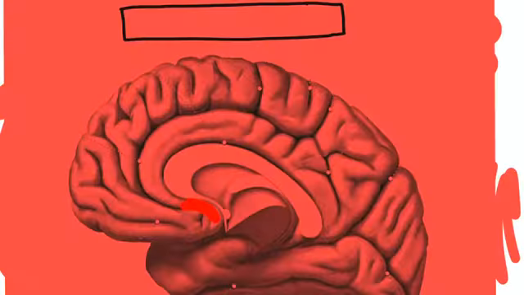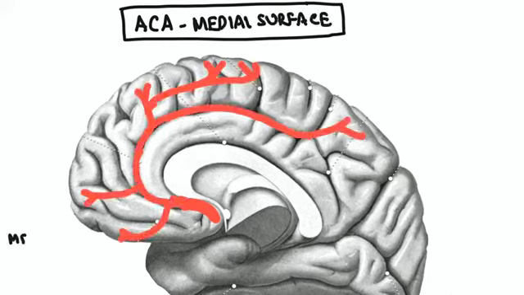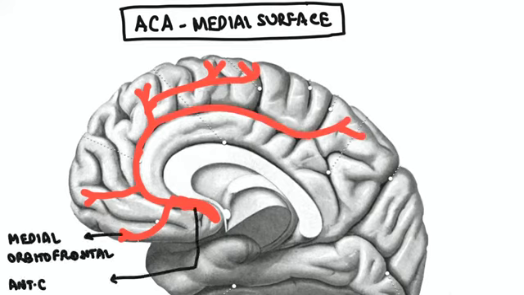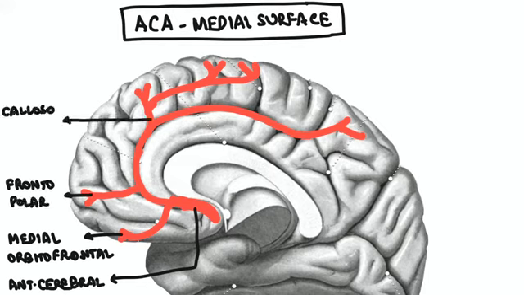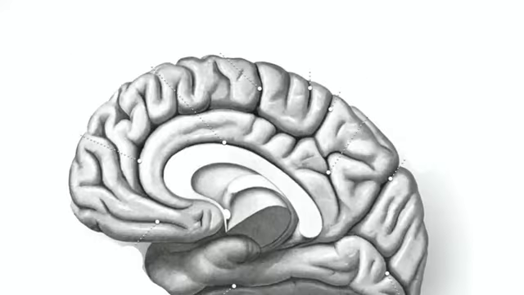Now let's see how the anterior cerebral artery supplies the frontal lobe in its medial aspect. First is the medial orbitofrontal branch. Next is the frontopolar branch. Next is the callosomarginal branch, and it ends as the pericallosal. Why is it callosal? Because it is above the corpus callosum. This artery supplies the medial surface: anterior cerebral for the medial surface, middle cerebral for the lateral surface.